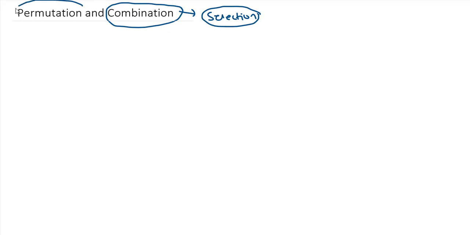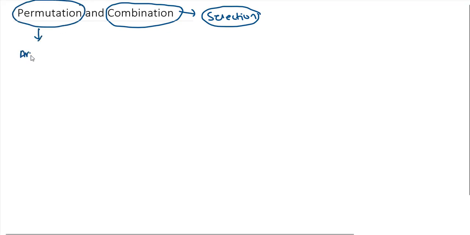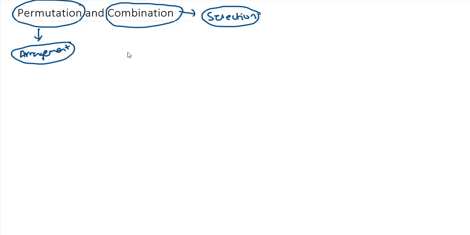whereas permutation refers to the arrangement of items. So wherever you have to make only selection, you will use combination, and in cases where you need to select and arrange those things, you can use permutation. Let us understand the difference between permutation and combination with the help of an example.